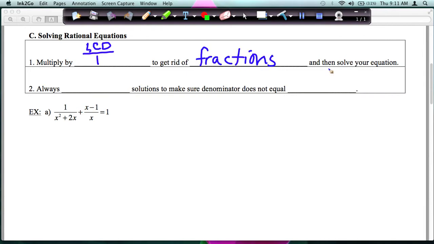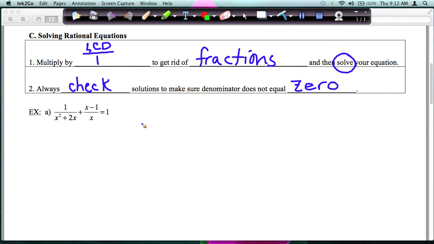And then you go ahead and solve your equation, and there's many different ways you might have to solve, so it just depends. Do you have a quadratic you need to factor? Do you just need to solve for x? It just depends on the equation you have. Then you always need to check your solutions. This is really important. See here, it doesn't say check, you just need to know to do that. Because remember we said when you have a rational, the denominator cannot equal 0. So you need to check that your solutions do not make your denominator equal to 0.